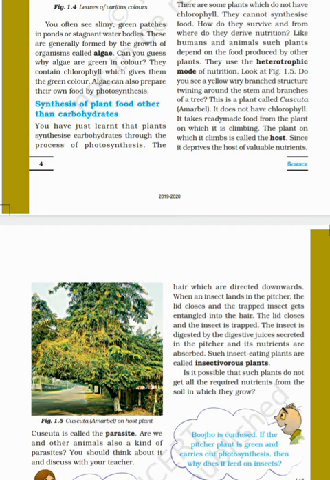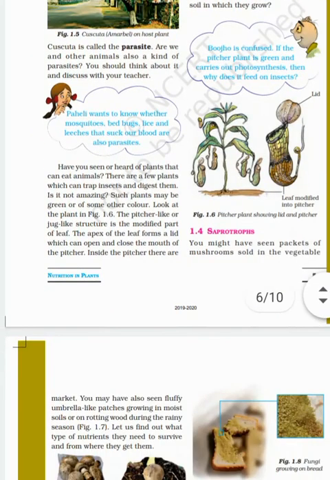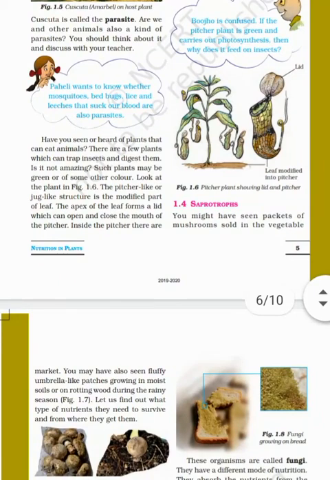Second one is saprotrophs. What is saprotrophic nutrition? Organisms which rely on dead and decaying matter for their food are called saprotrophs. This mode of nutrition is called saprotrophic nutrition because organisms which rely on dead or decaying matter are called saprotrophs. For example, you can say fungi.